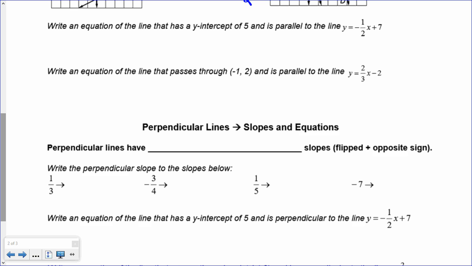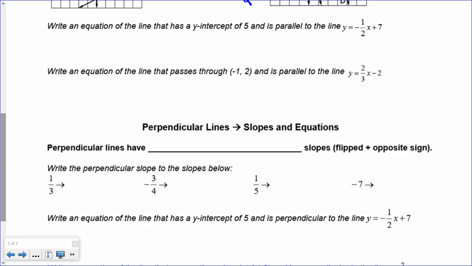It says write the equation of the line that has a y-intercept of 5 and is parallel to the line provided. Okay? So remember, we have 3 different types of lines. We have point slope, slope intercept, and standard. They're not going to ask you to write it in standard. So you guys have to pick. Which form of the line do you think I need? The slope intercept or the point slope?